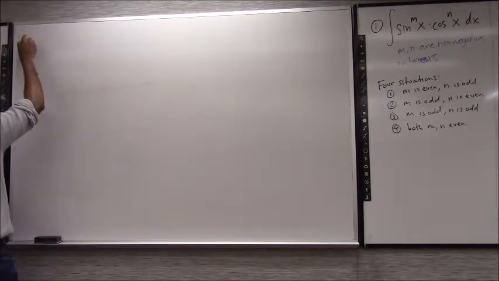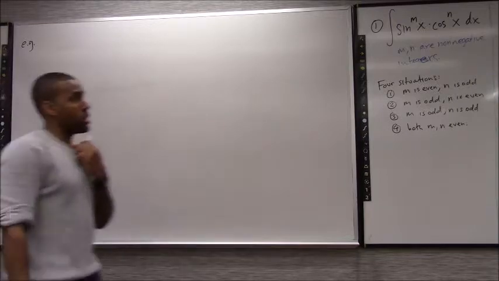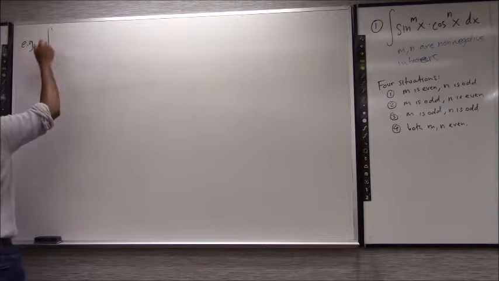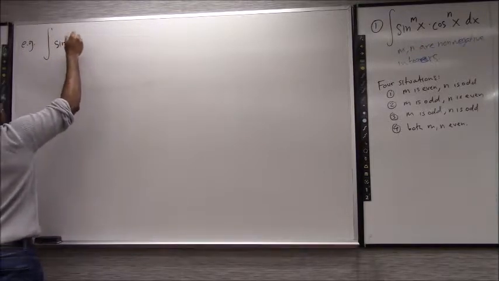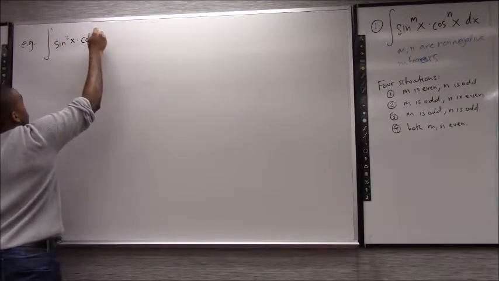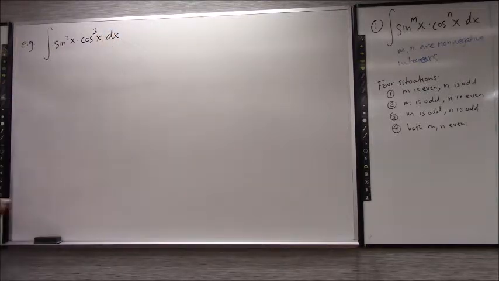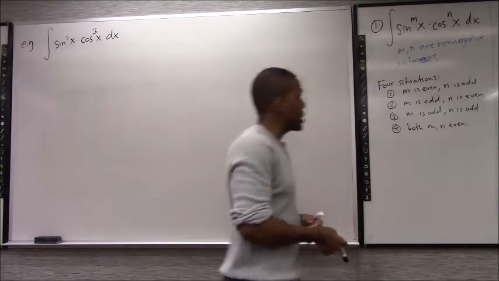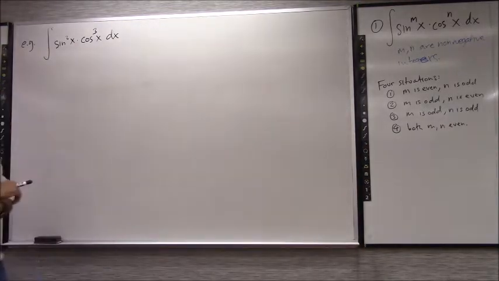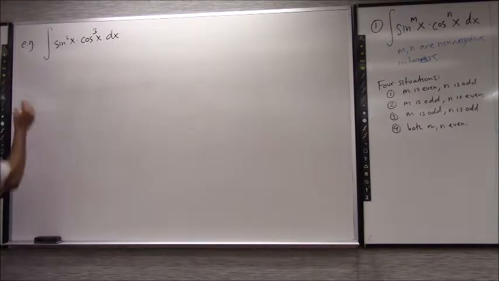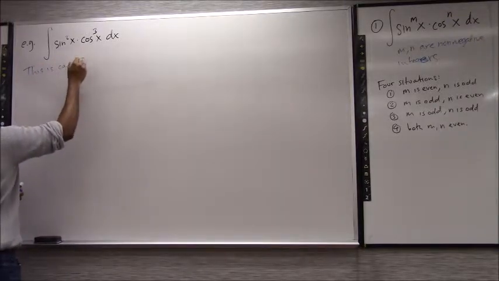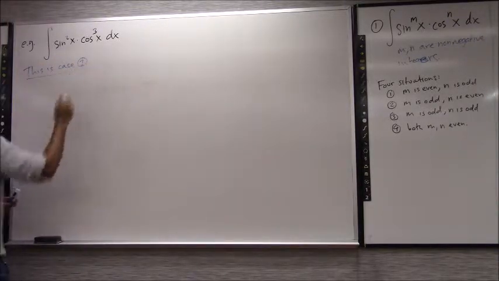An example. So let's do an example where m is even and n is odd. So I'm integrating something like sine squared x times cosine cubed x. I put a similar problem like this on one of the quiz bonuses. I don't remember exactly what powers I used, but there was something similar to this. Okay. So here's how you deal with this, this is case 1. So here's how you deal with this case.